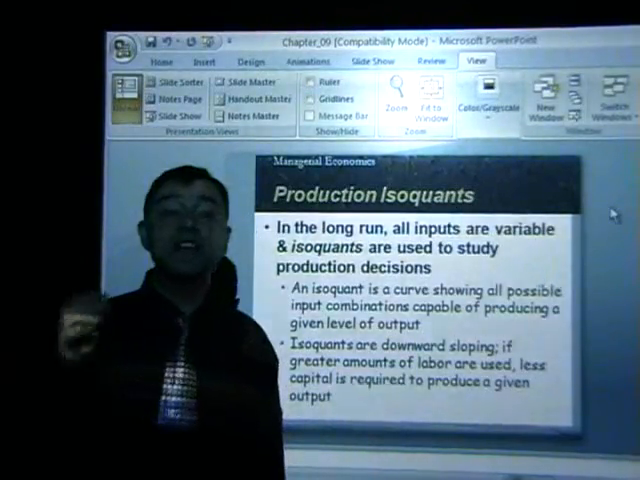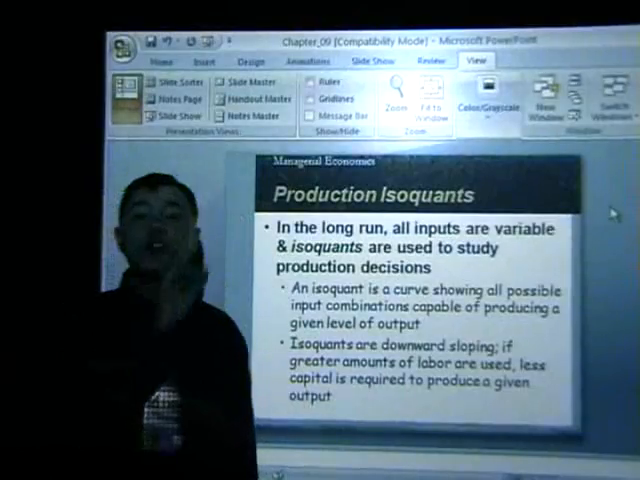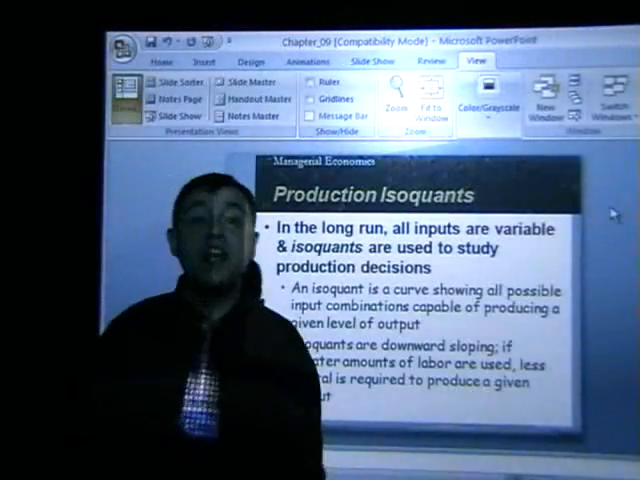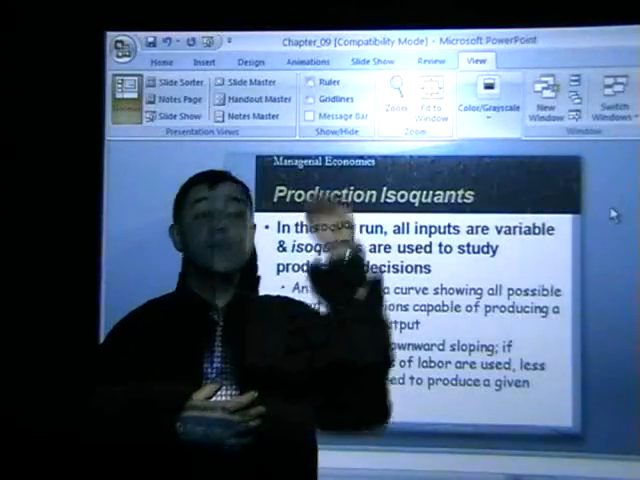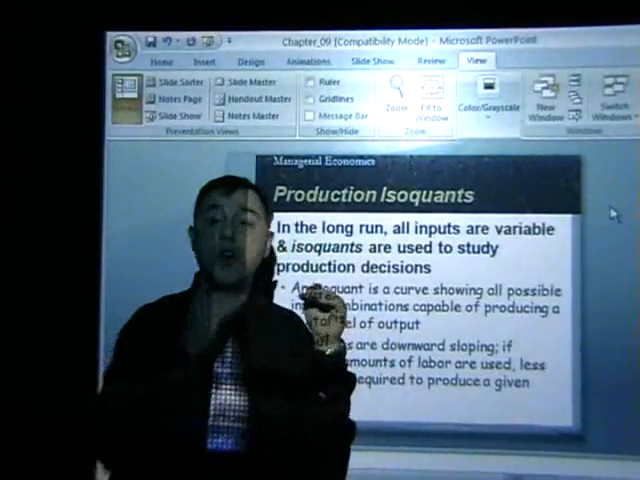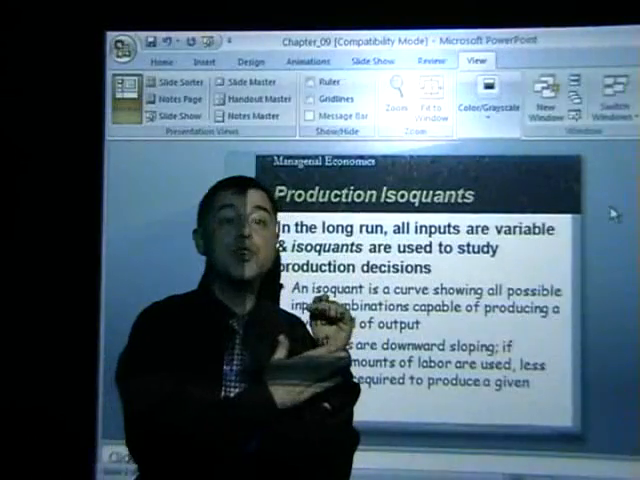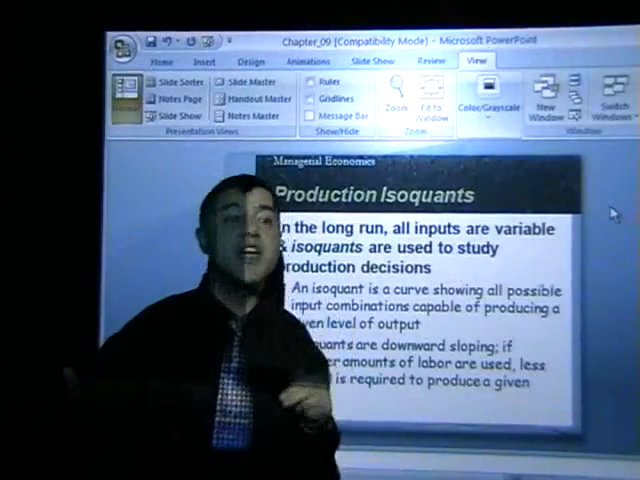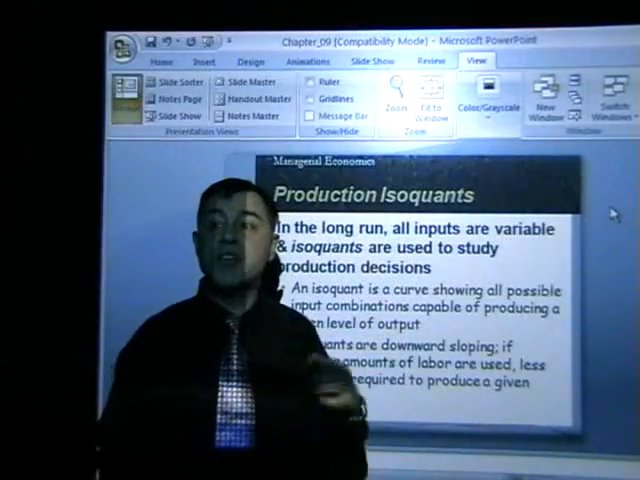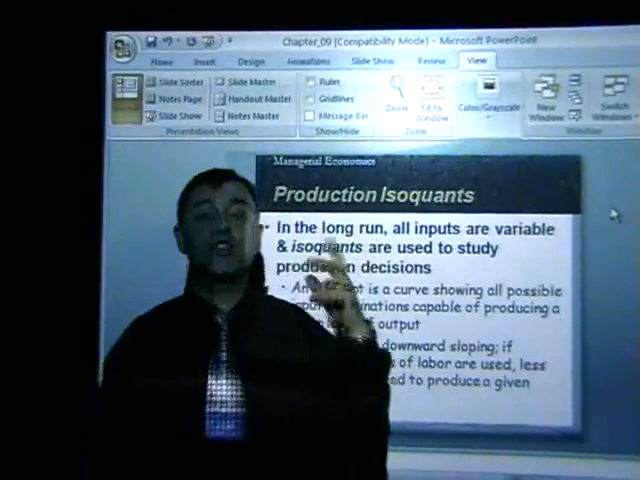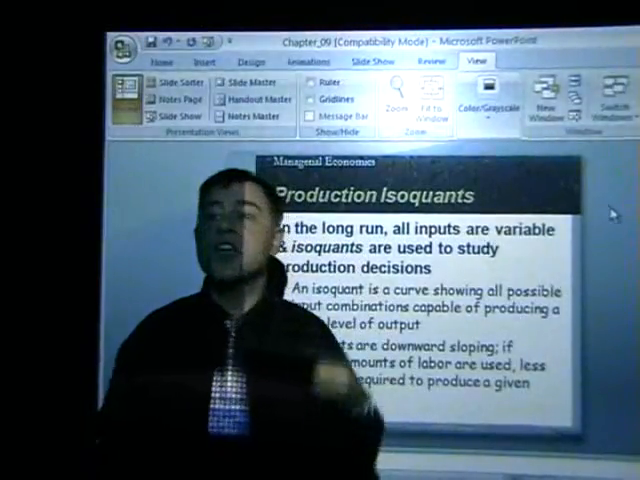Isoquants are always downward sloping. Downward sloping simply means that if you reduce, let's say, the input of labor, in order to maintain the same output, you must increase the input of capital. In other words, downward sloping means that there is a trade-off between inputs.